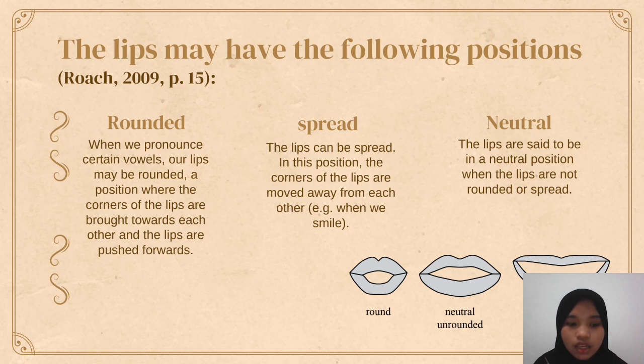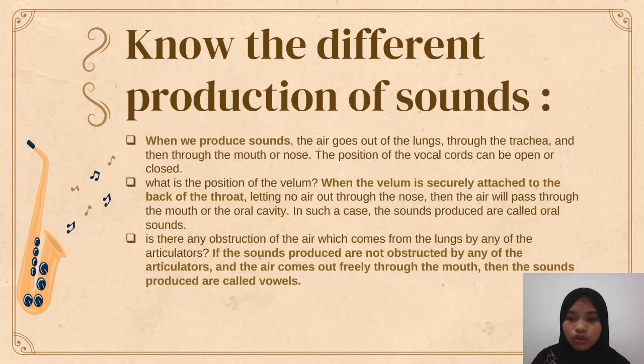So the next, the position is neutral. The lips are said to be in neutral position when they are not round or spread, in between round and spread position. So the next is to know the different production of sounds. The first, when we produce sound, the air goes out of the lungs, through the trachea, and then through the mouth or nose. The position of the vocal cords can be open or closed.